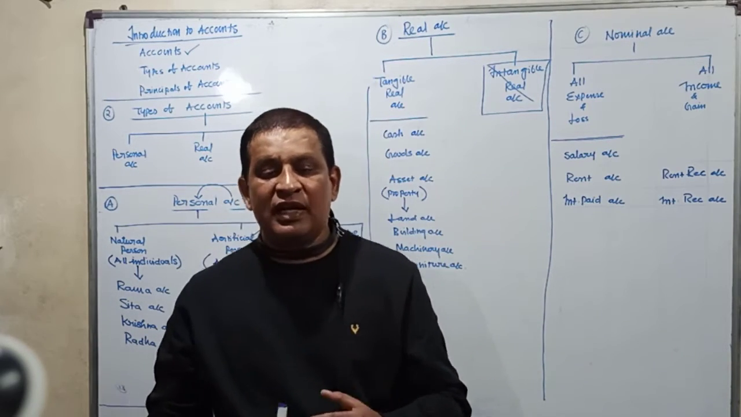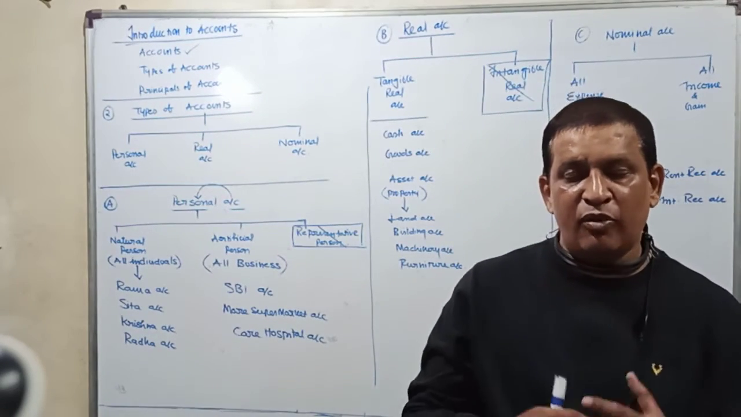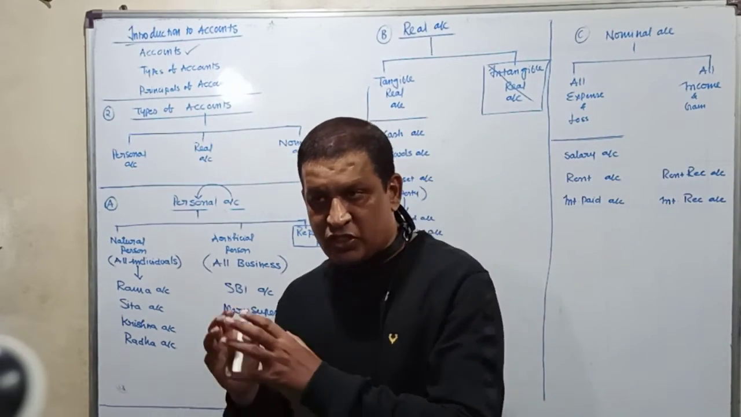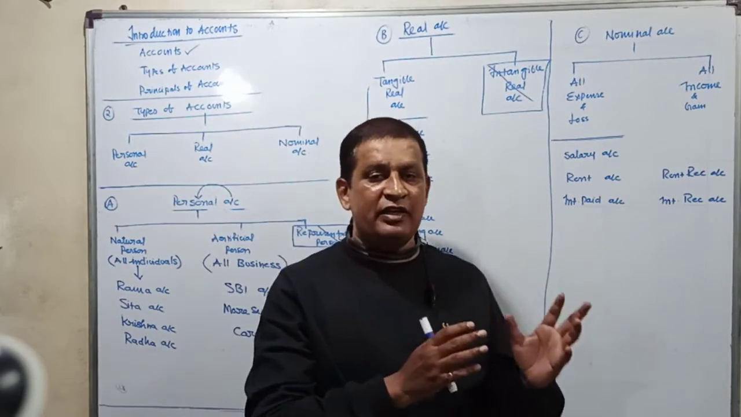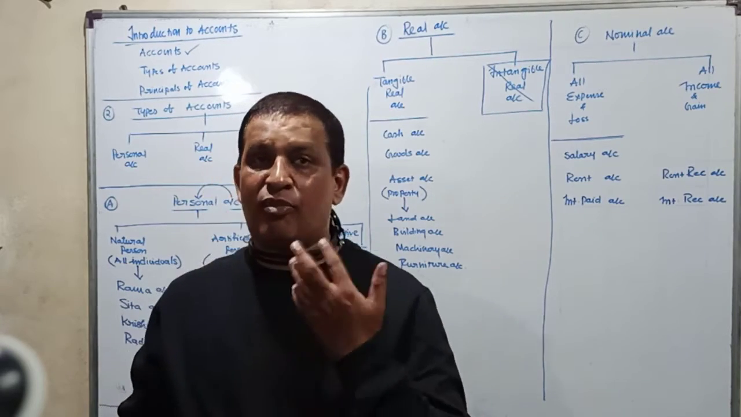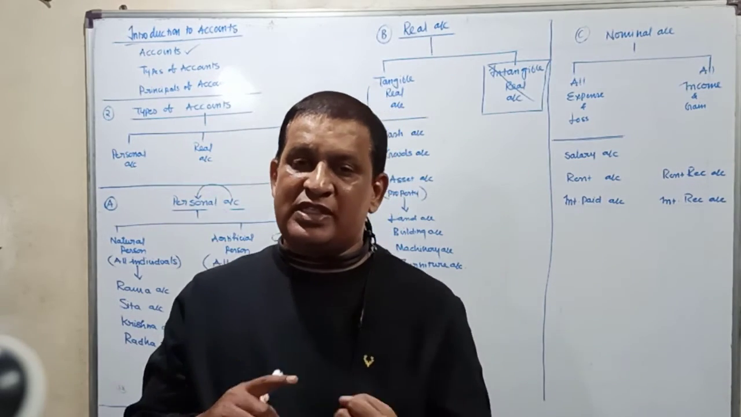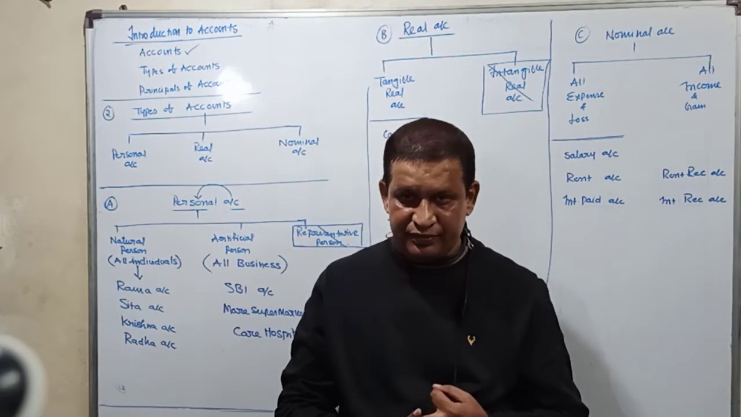With that, we come to the last type of account, that is a nominal account. Nominal account is an account which represents all expenses and losses and all incomes and gains. Example of expense. Expense is nothing but amount paid. So salary account, rent account, interest paid account.